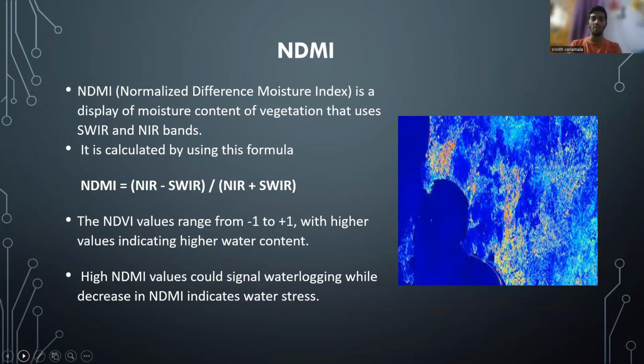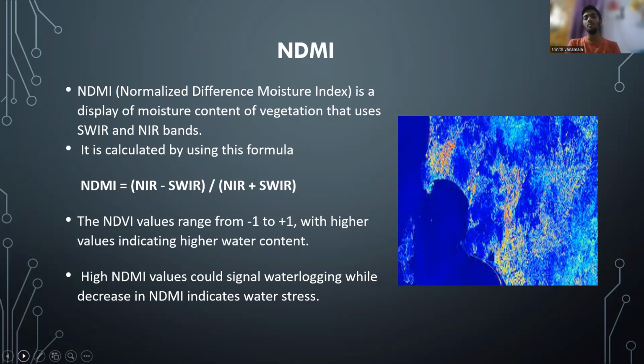Now coming to NDMI, which is my analysis in this project. NDMI stands for Normalized Difference Moisture Index. This displays the moisture content of the vegetation and uses the SWIR and NIR bands. It is calculated by the formula (NIR minus SWIR) divided by (NIR plus SWIR); according to Sentinel 2A, that is (band 8 minus band 11) divided by (band 8 plus band 11). The NDMI values range from -1 to +1.